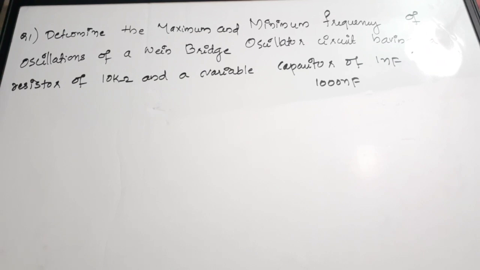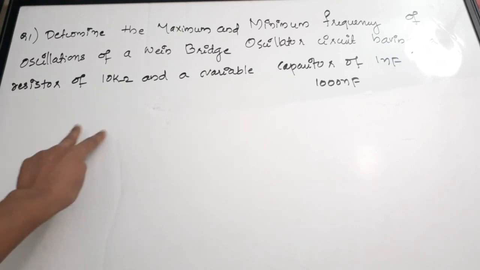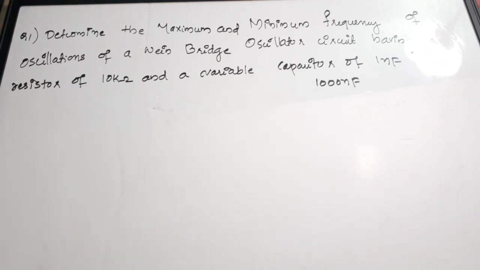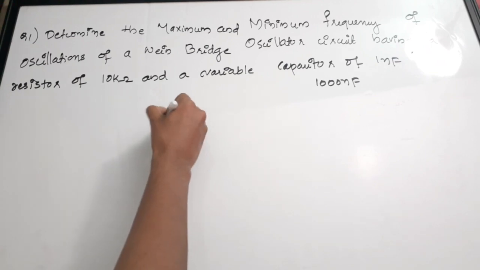Okay, so the first question is: determine the maximum and minimum frequency of oscillations of a Wien bridge oscillator circuit having a resistor of 10K and a variable capacitor of 1 nanofarad to 1000 nanofarad. So it is a variable capacitance the Wien bridge is using, and the value is from 1 nanofarad to 1000 nanofarads.